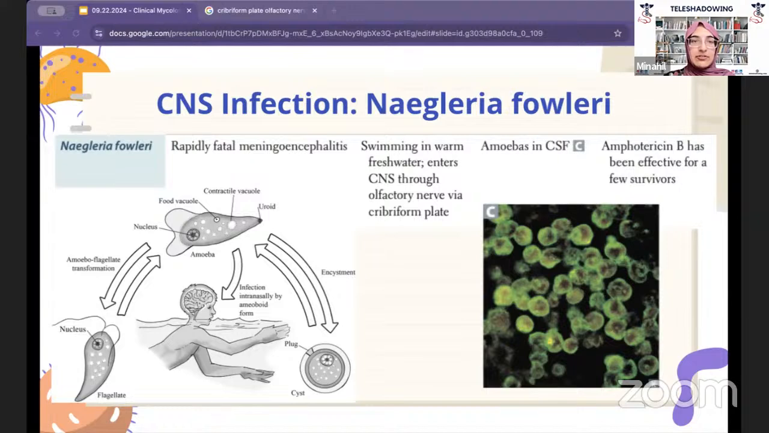And cerebrospinal fluid is basically a clear, colorless fluid that's found in the brain and spinal cord. And you can actually do a lumbar puncture, which is a procedure we've talked about before in a previous teleshadowing session, or you can also Google it.